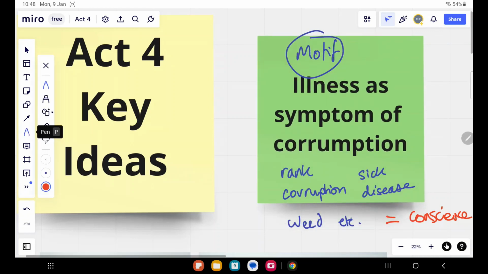Oops, I need to put my pen on here. For music, is that going to work now?